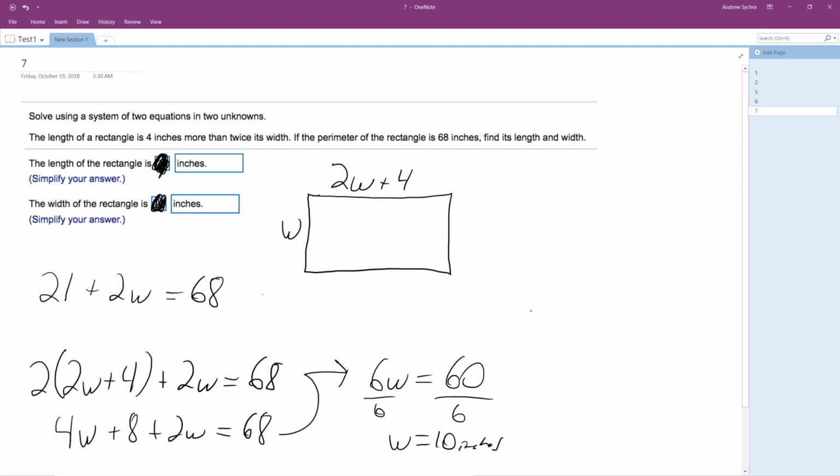So we plug that into 2W plus 4, and we end up with 24 inches. All right, so length's 24, width's 10. Yep. All right, I hope that helped you out.